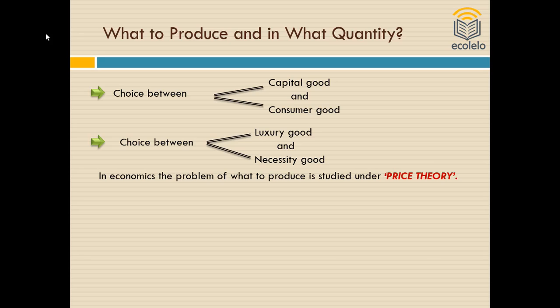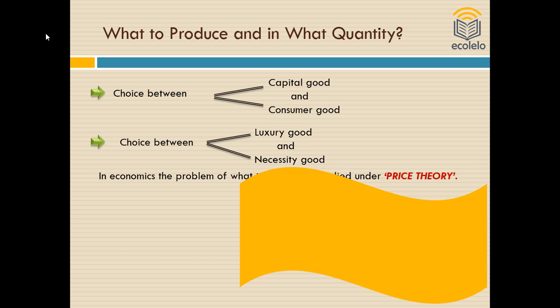Now, in advanced microeconomics, the problem of what to produce is studied under price theory. In this basic microeconomics course, we don't deal with price theory, not because it is a limitation of this course, but it is the limitation of the level, right? So once you're thorough with this basic microeconomics level, then you move on to the advanced microeconomics. And I'm sure I'm going to produce a course on that as well. There we're going to talk about price theory in detail.